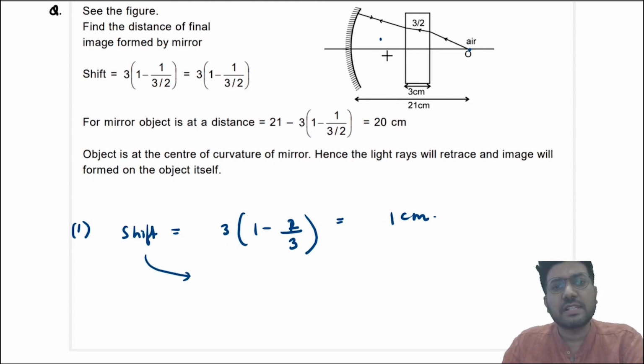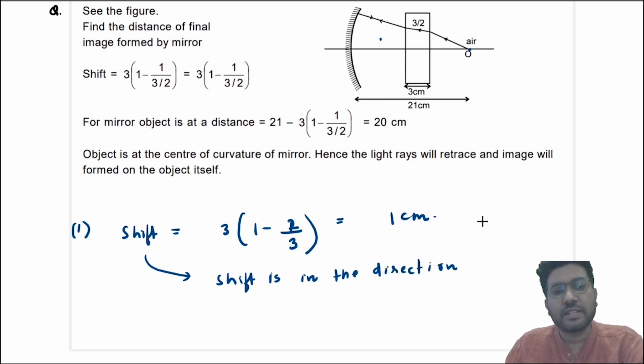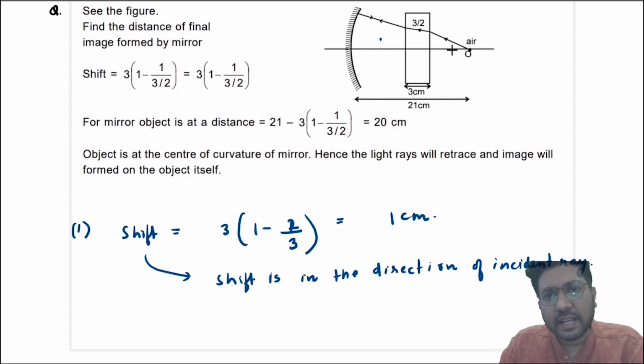And if shift is positive, it is in the direction of incident ray, right? So shift is in the direction of incident ray. We have discussed this in the last class, the important points about shift. Okay, shift is in the direction of incident ray, right? So now 1 centimeter shift is there, so that means this is the object, this will be its image, shifted by a distance 1 centimeter along the incident ray. Incident ray is moving towards left, right?